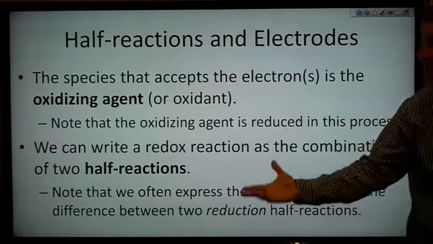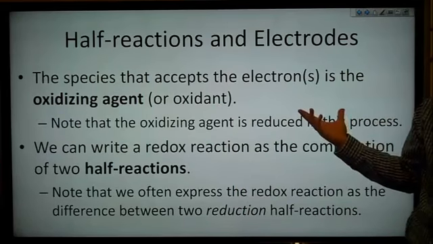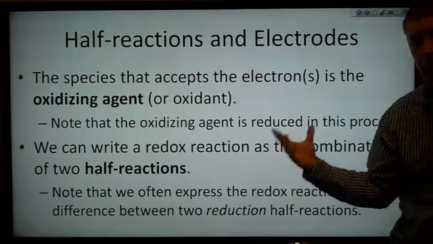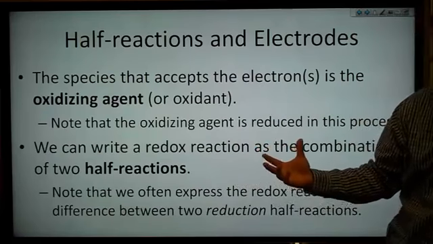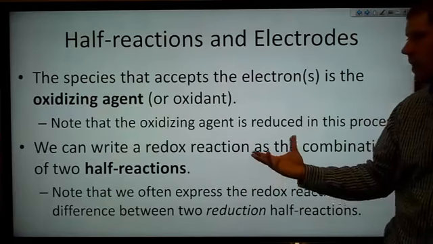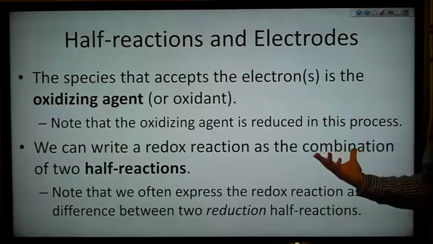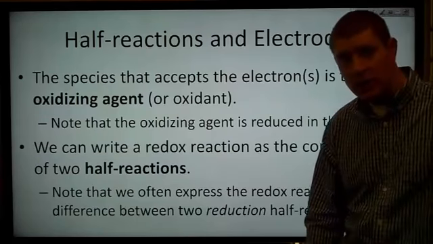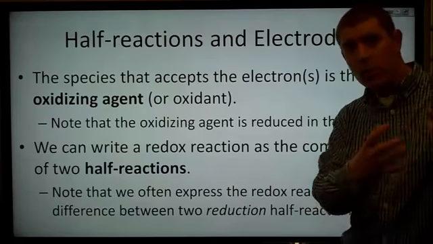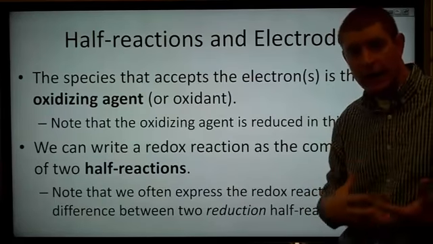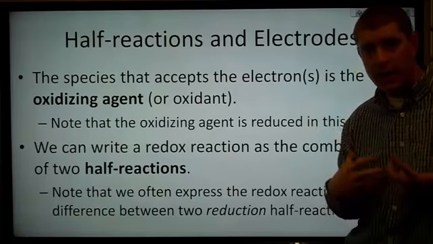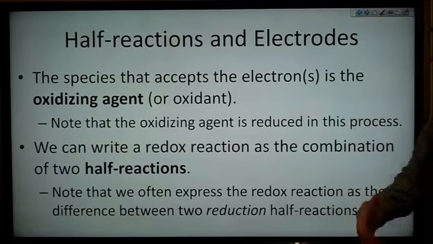And then, on the other hand, the species that accepts the electrons is the oxidizing agent, and in oxidizing the other species, the reducing agent, the oxidizing agent is reduced, because in order to oxidize something, you need to remove electrons from it. In order to remove electrons from something else, I need to gain electrons, which means my charge is getting more negative. So I'm being reduced.